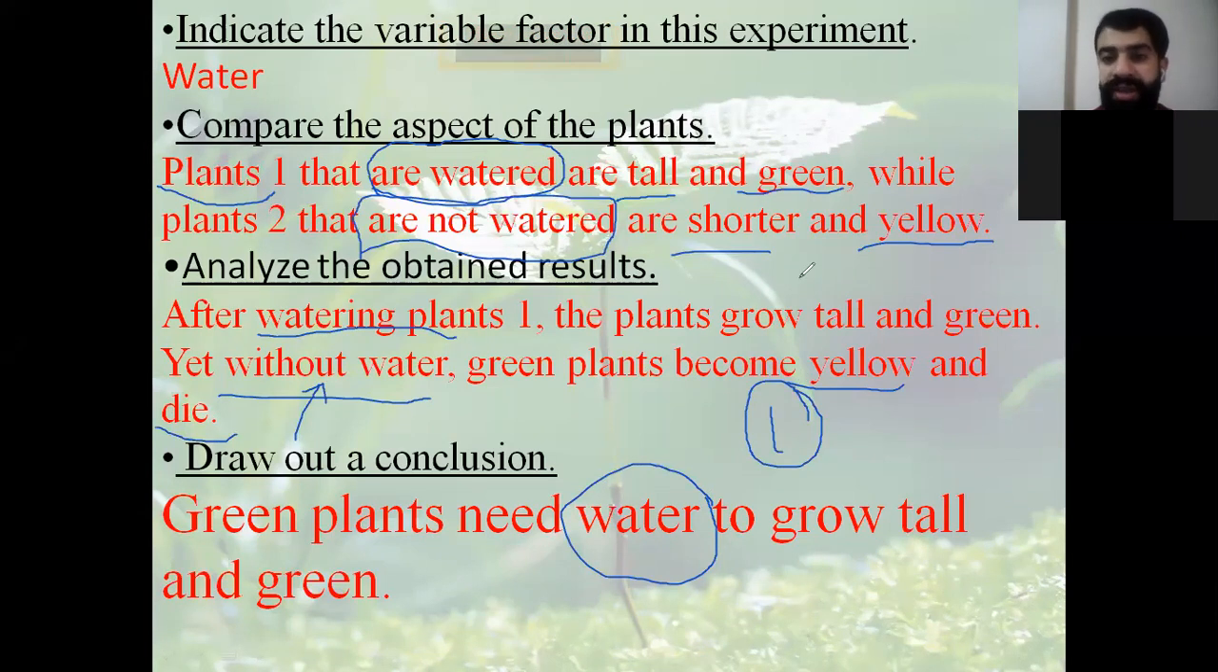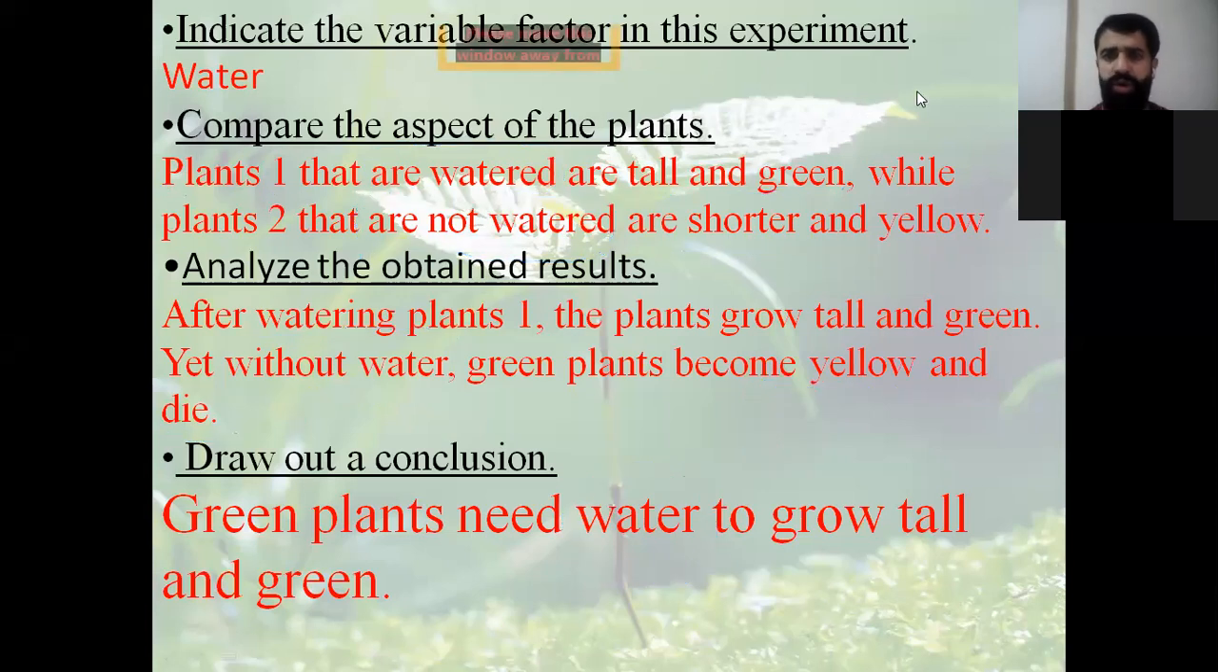So in this application, we identified the variable factor. How could you compare the aspect, the appearance, the shape of the green plants? We analyzed and we drew out a conclusion. And pay attention, draw out a conclusion, draw out, not draw. Draw out means give a conclusion or what can you deduce. Okay, so the first element needed for the growth of the green plant is water.